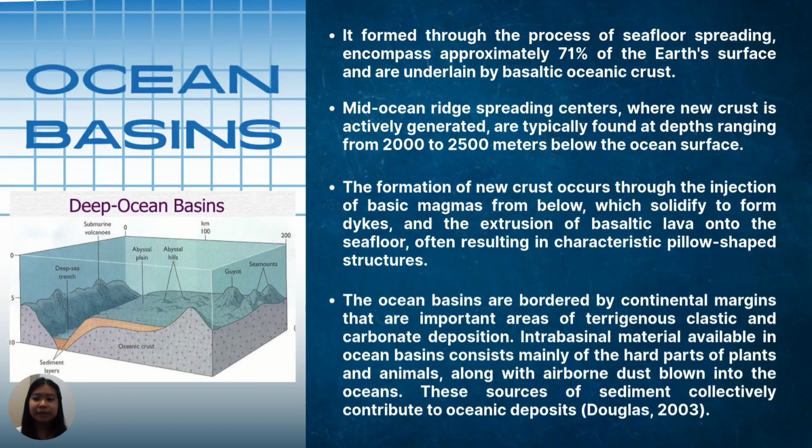The deep ocean basins cover about 71% of Earth's surface and are made of basaltic oceanic crust formed at mid-ocean ridges, where new crust is created by magma solidifying into dikes and erupting as basaltic lava, forming pillow-like shapes. These spreading centers usually lie 2,000 to 2,500 meters below sea level.